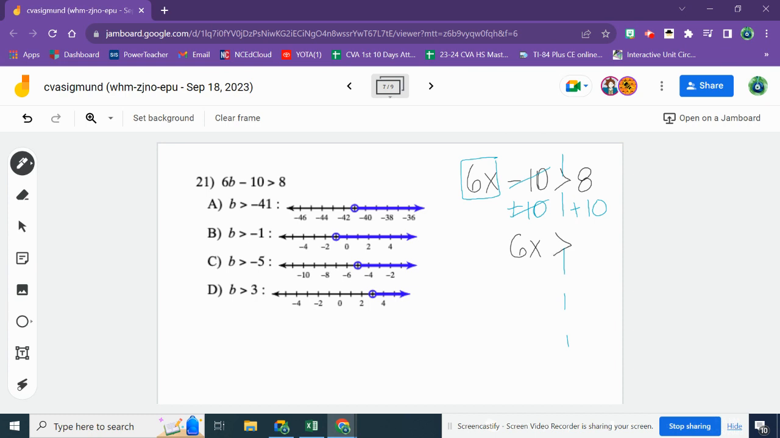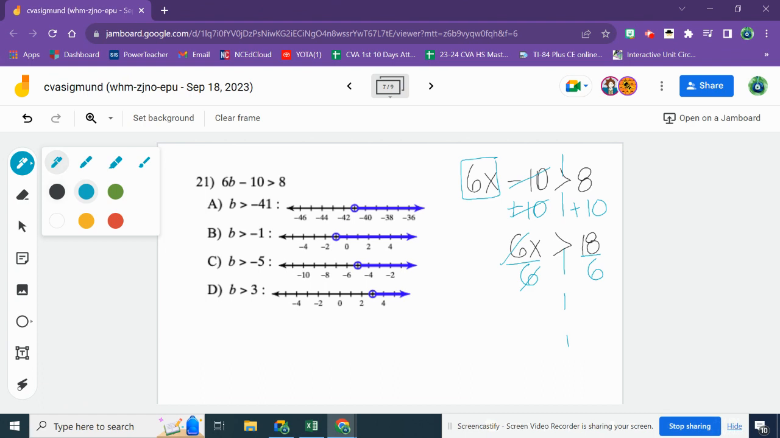I have $8 and I gain $10, which means I have $18. 6x we just talked about is multiplication. That's 6 times x. And then what are we going to do to undo 6 times x? What's the inverse? Yep. And what are we going to divide by? Good, because we got to get it off the x.